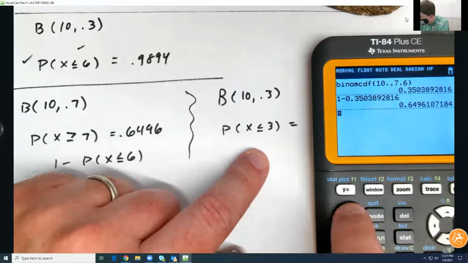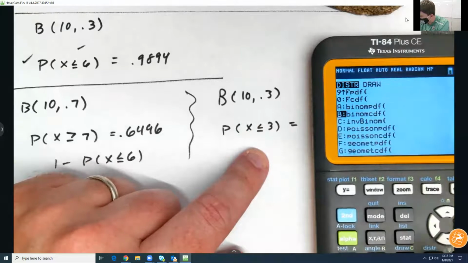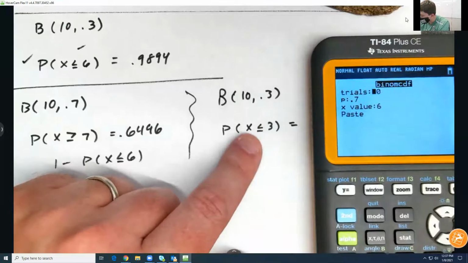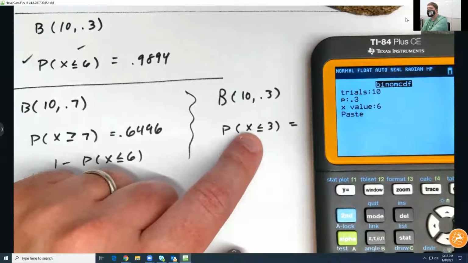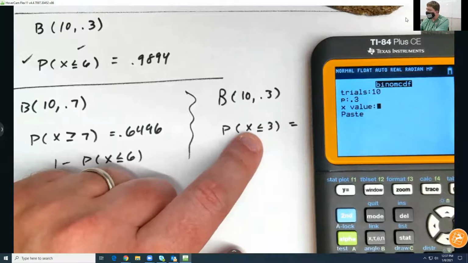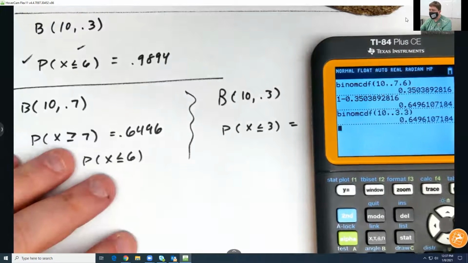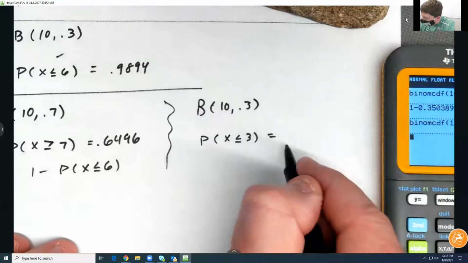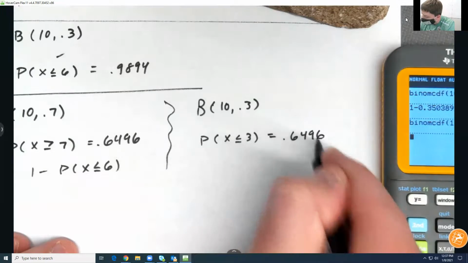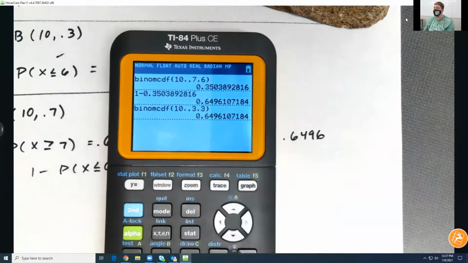So this is now second vars, again, binomial CDF, 10 trials. I'm back to my original 30%. I haven't changed anything. Everything's good to go. But I know if I want at least 7 not Republicans, then at most I'm going to have 3. And lo and behold, there's our same answer, 0.6496. So no matter which way you do it, you're going to get the same answer either way.